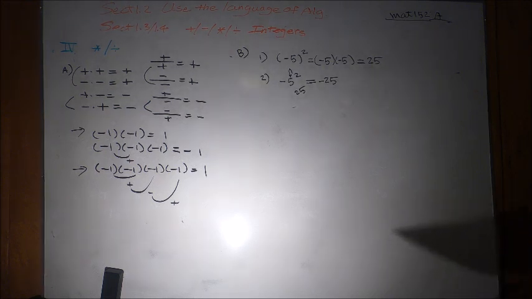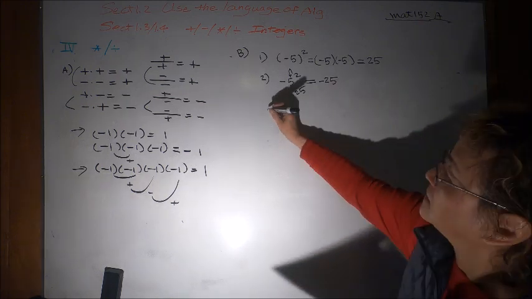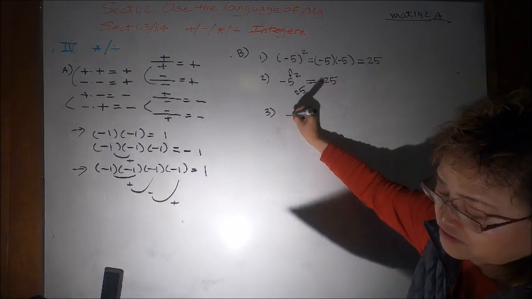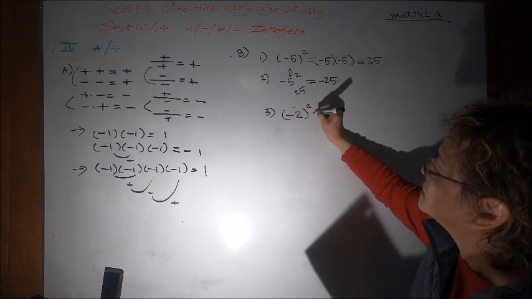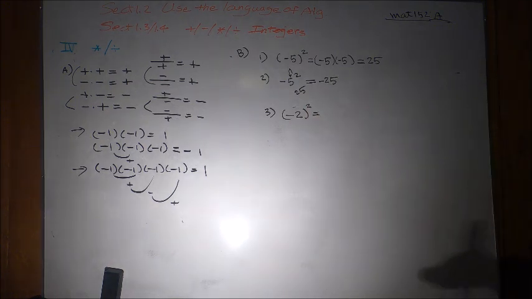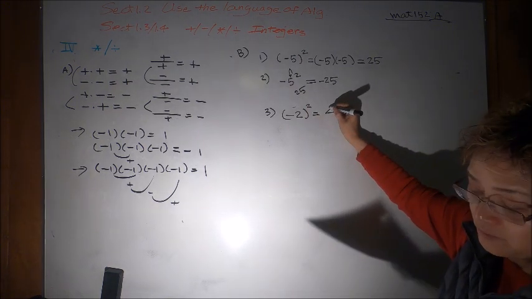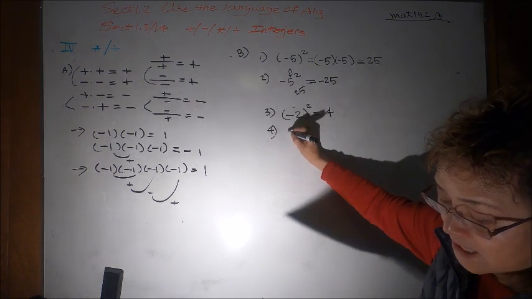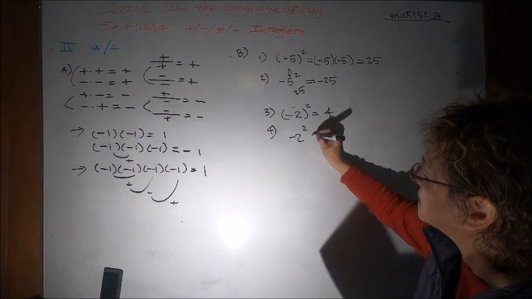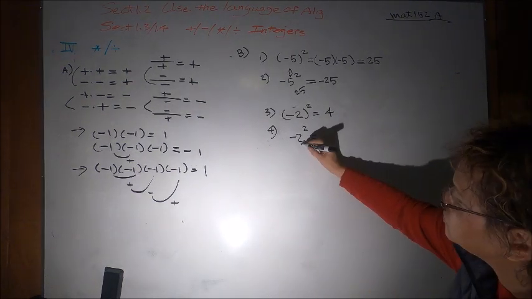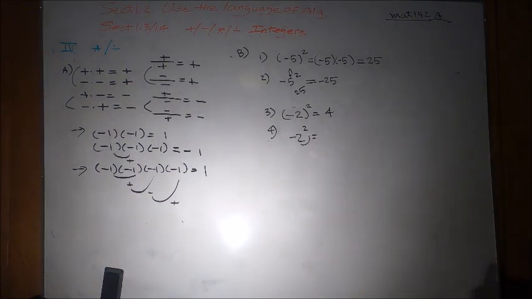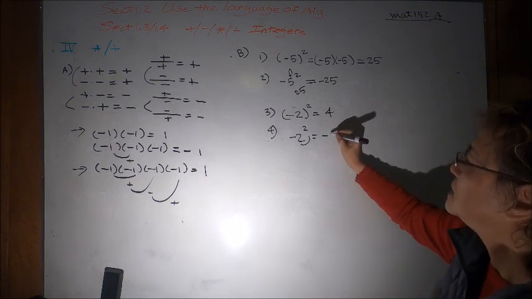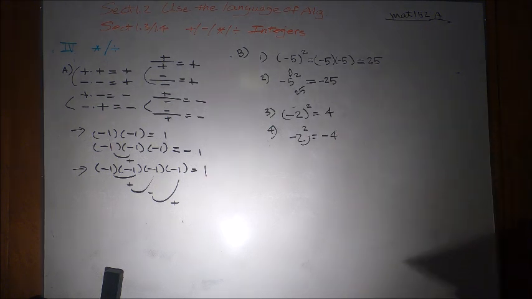Okay? So if I have this one, what do you think? (-2) squared? That would be -2 times -2. That would be +4. Okay? If you have -2 squared, that means you do 2 squared first. That would be 4. That would be -4. Right?